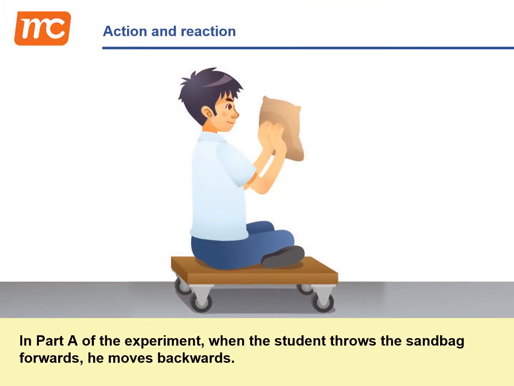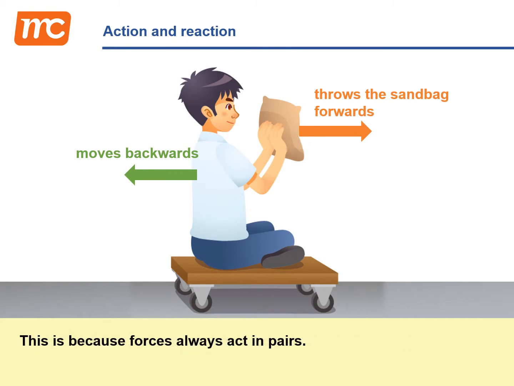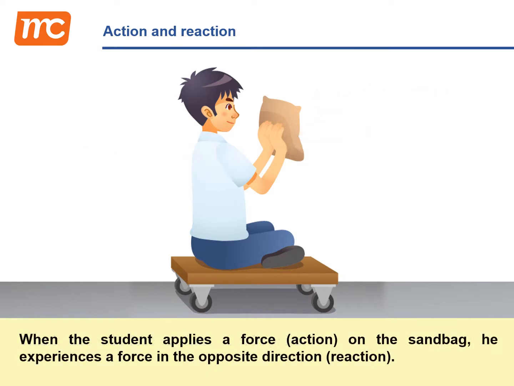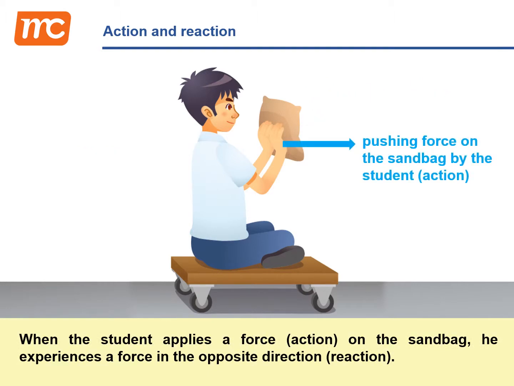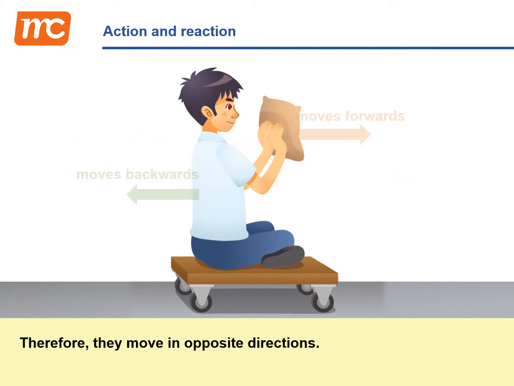In part A of the experiment, when the student throws the sandbag forwards, he moves backwards. This is because forces always act in pairs. When the student applies a force, action, on the sandbag, he experiences a force in the opposite direction, reaction. Therefore, they move in opposite directions.